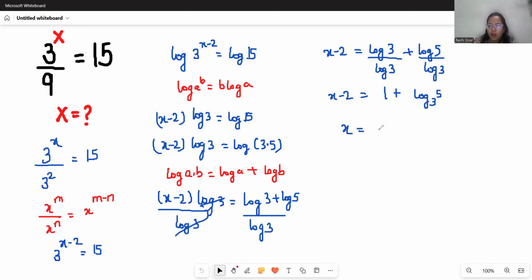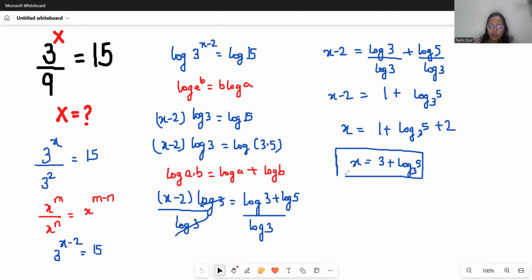Now, we have to find the value of x. So, we have to isolate this. So, take this negative 2 to the other side as positive 2. So, x equal 3 plus log 5 with base 3. I hope it's clear and you find it useful. So, if we divide it, the value of x is approximately 4.465.